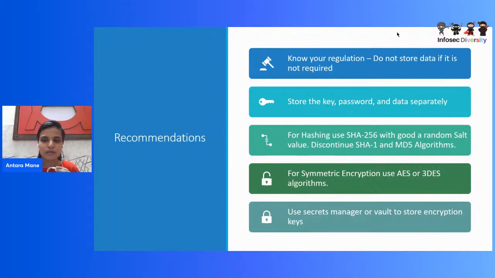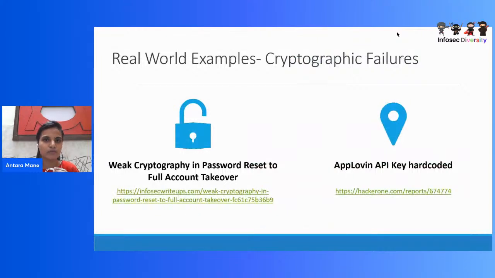For symmetric encryption, it is always recommended to use AES or 3DES algorithms because they are considered more secure ones. Use secret managers or a vault to store the encryption keys. This is the challenging part for many organizations: how to securely store and manage API keys and encryption keys. So use a secret manager or vault, Azure Vault, or any other. That's a recommended way that you could use to store your encryption keys.